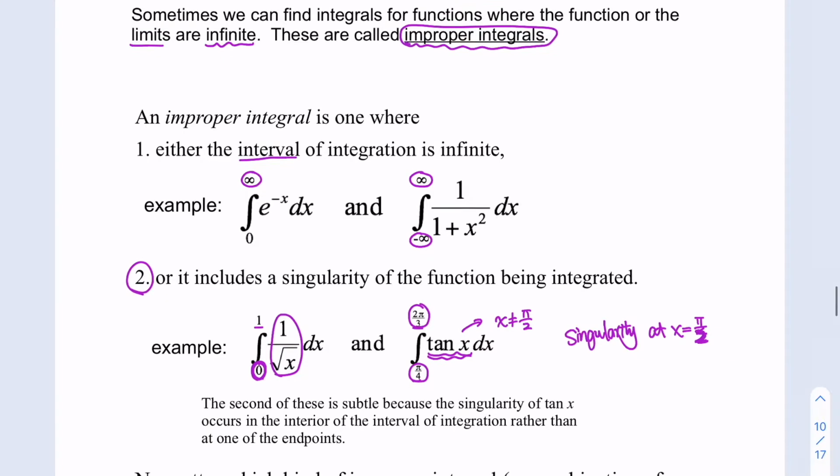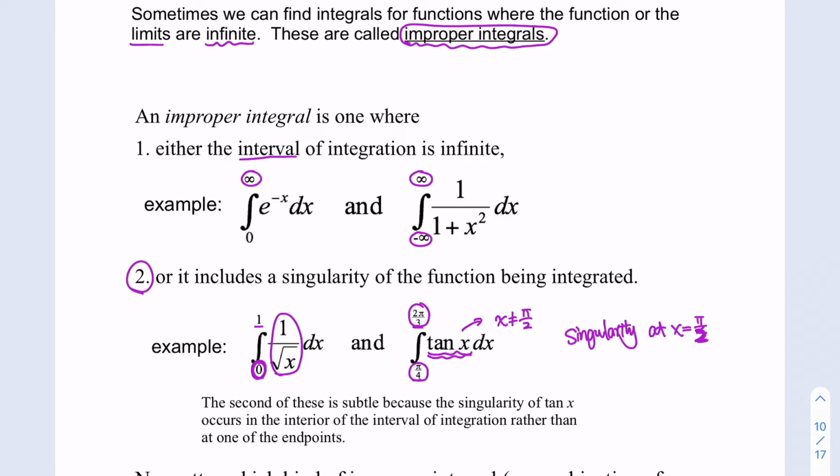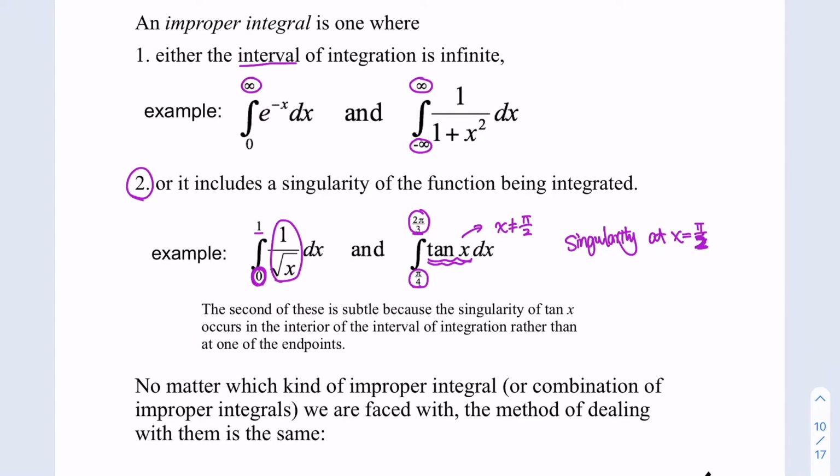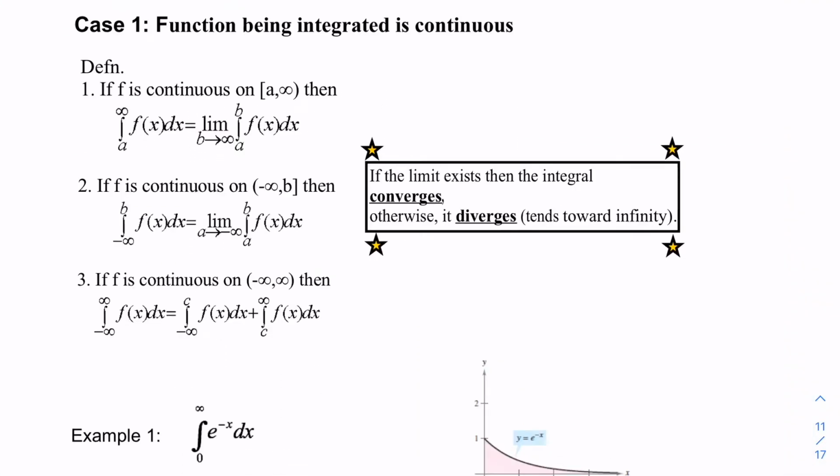So in this case, we are going to have to split the integral into different parts. So today we are going to deal with case 1. For both cases, we are going to solve it in the same way. So let's have a look at case 1. The function being integrated is continuous. There is no singularity for this function. However, in the boundaries, we have infinity as one of the boundaries or two boundaries.